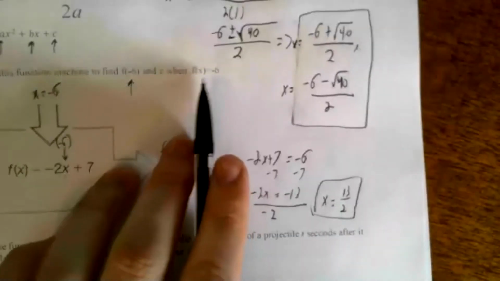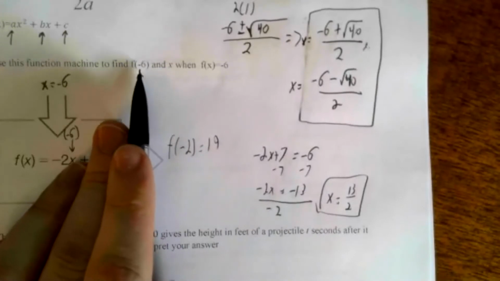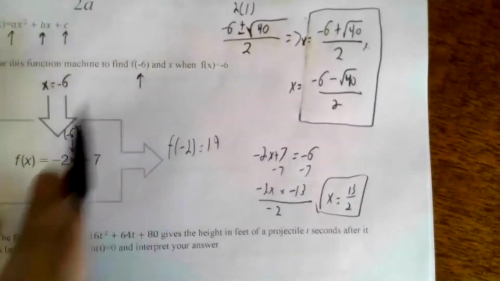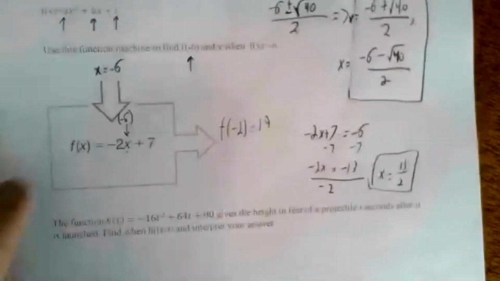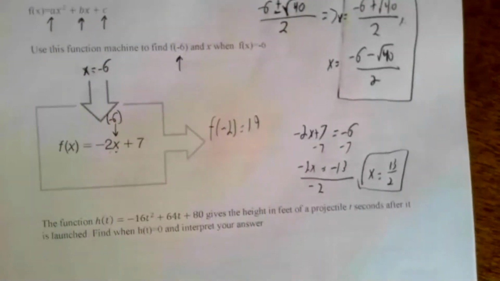So when we have f of x equals something, we solve for x. When we're told what x is, or rather when we're given -6 in this case, then we just plug it in and solve the equation, right? So we're either solving for x or we're solving for f of x, just depending on what we're given.